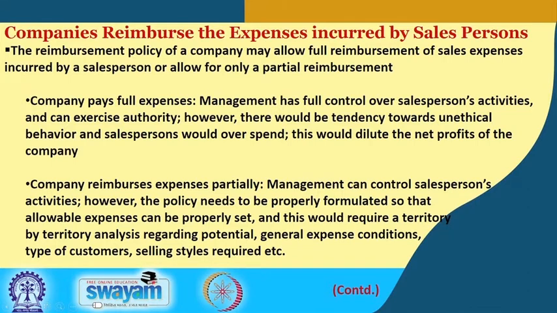How? Let's first talk about companies which pay full expenses. Now, management here has full control over the salesperson's activities and they can exercise their authority. However, there would be a tendency towards unethical behavior and salespersons would overspend. This would mean that the net profits of the company may get diluted. Just because the company is going to pay full, people would spend more, and they would also want to claim for those kinds of expenses which are unnecessary.